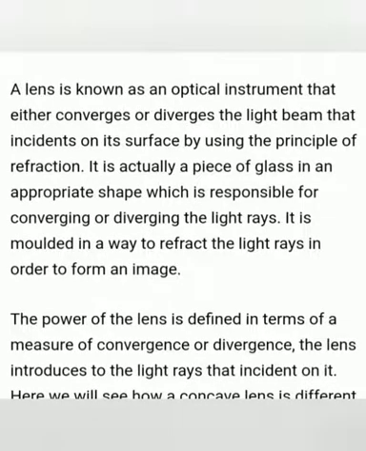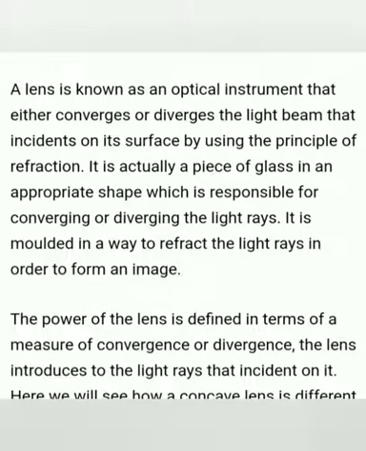What is a lens? A lens is known as an optical instrument that either converges or diverges the light beam that is incident on its surface by using the principle of refraction. It is actually a piece of glass in an appropriate shape which is responsible for converging or diverging the light rays. It is molded in a way to refract the light rays in order to form an image. The power of the lens is defined in terms of a measure of convergence or divergence the lens introduces to the light rays that are incident on it.